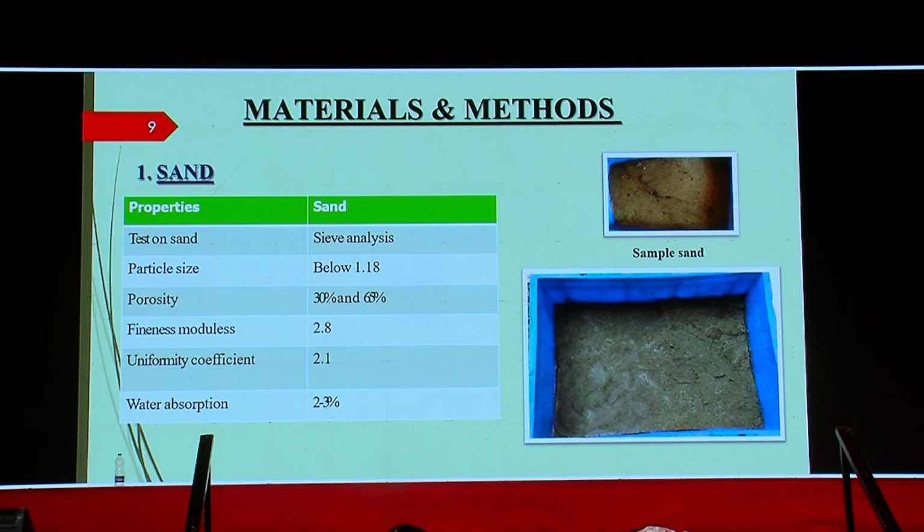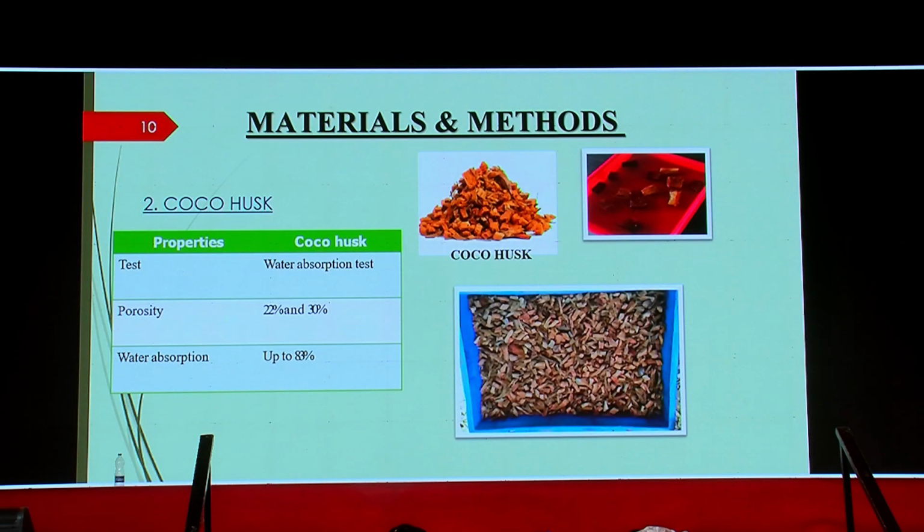These are the material properties. For sand, the test is sieve analysis: particle size below 1.18 mm, porosity 30% to 60%, fineness modulus 2.8, uniformity coefficient 2.1, water absorption 2 to 3%. Next is cocoa husk. We performed the water absorption test, and porosity is 22% to 30%. Water absorption is up to 83%.